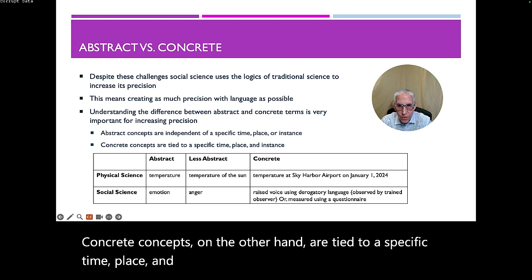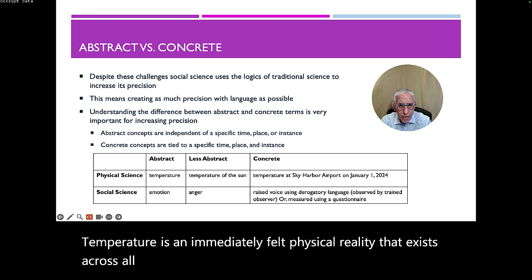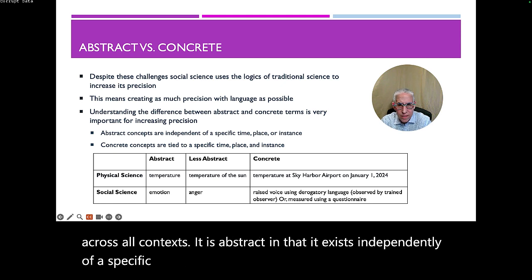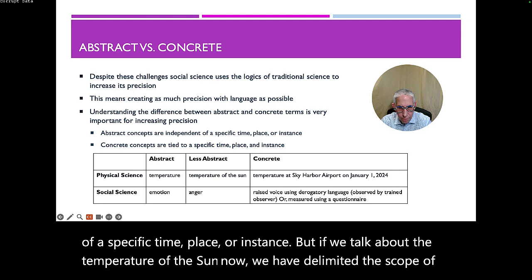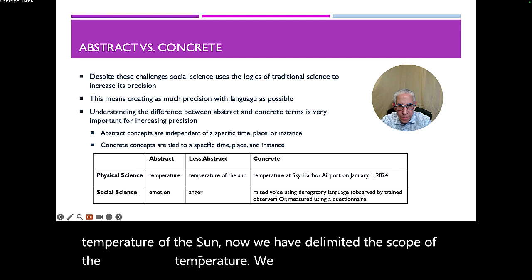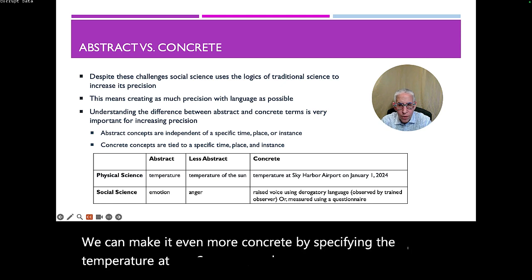Take temperature, for example. Temperature is an immediately felt physical reality that exists across all contexts. It is abstract in that it exists independently of a specific time, place, or instance. But if we talk about the temperature of the sun, now we have delimited the scope of the meaning of temperature. We have made it more concrete. We can make it even more concrete by specifying the temperature at Sky Harbor Airport on January 1, 2004.